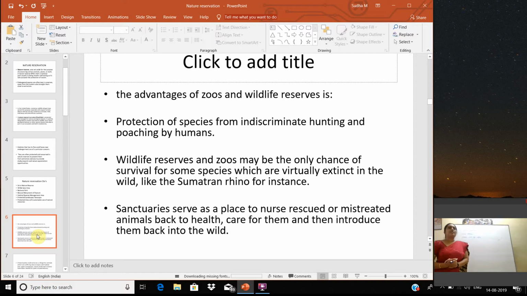What is the advantage of these zoos as well as wildlife reserves? There is protection of the species from indiscriminate hunting by humans, which has to be avoided. Many of the animal products that we use, without even knowing, like leather, right? The purpose for which we take an animal product is different from wantedly killing an animal and taking the product. For example, milk is also an animal product, right? And many people are going to a vegan diet nowadays, which is the restriction of animal products.